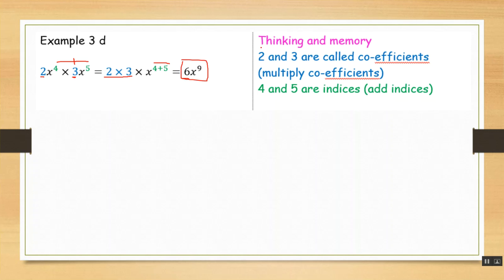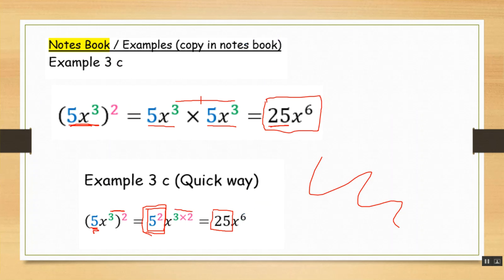So for your thinking and memory, this should go in your summary. Remember, 2 and 3 are called the coefficients, and we multiply the coefficients. 4 and 5 are the indices, and in this example, they add. Remember, we can either add the 3 and the 3 in this example, or we can multiply 3 and 2.